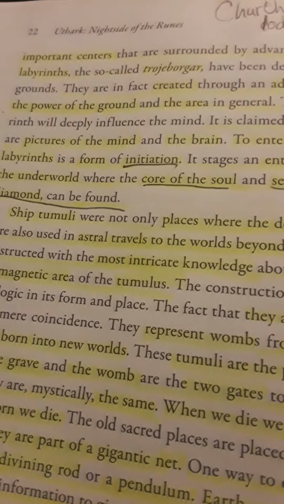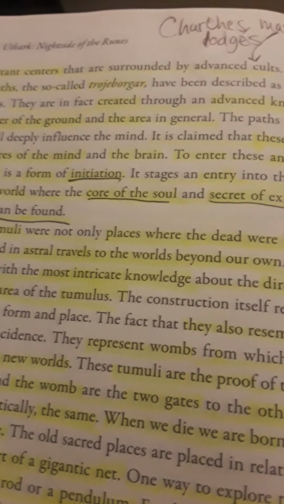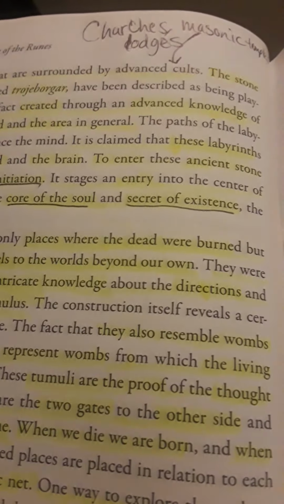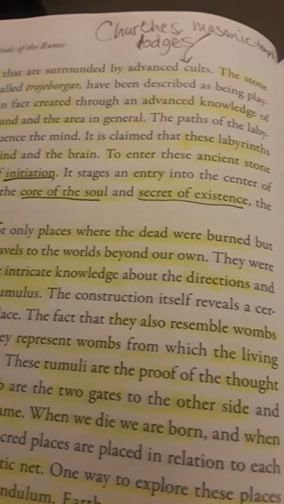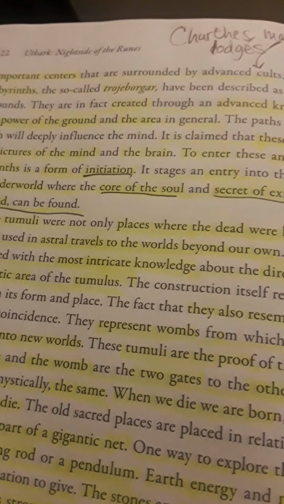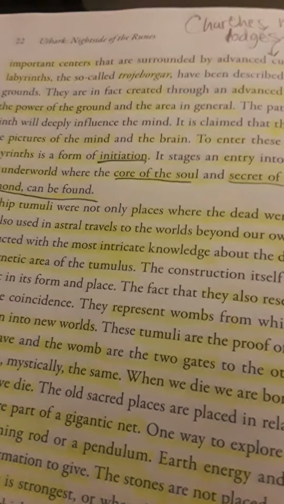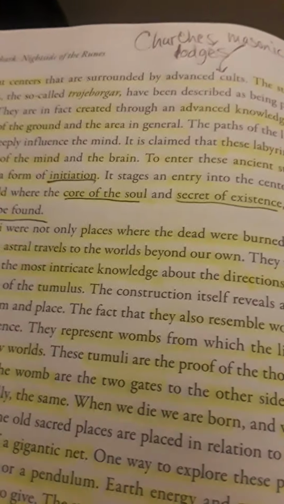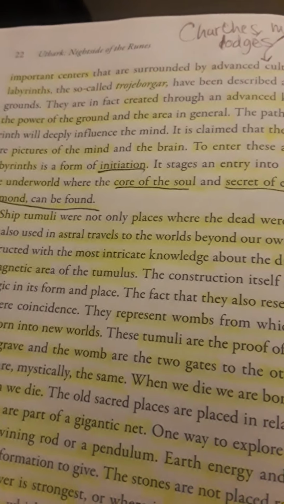The stone labyrinths, the so-called Troje Borjar, have been described as being playgrounds. They are in fact created through an advanced knowledge of the power of the ground and the area in general. The paths of the labyrinth will deeply influence the mind. It is claimed that these labyrinths are pictures of the mind and the brain. To enter these ancient stone labyrinths is a form of initiation. It stages an entry into the center of the underworld with the core of the soul, the secret of existence. The diamond can be found, which is a pineal gland again.